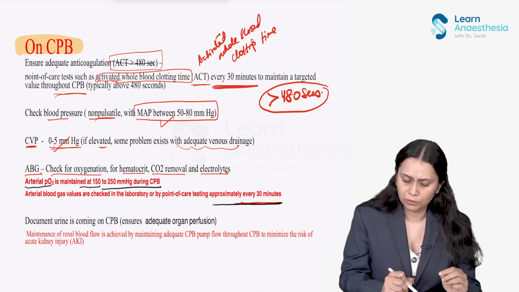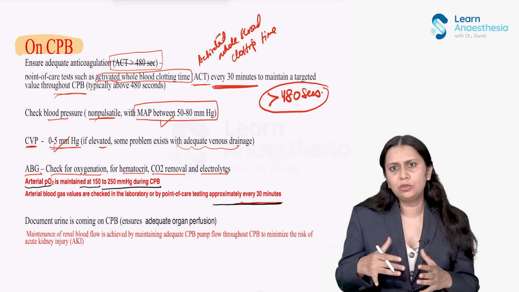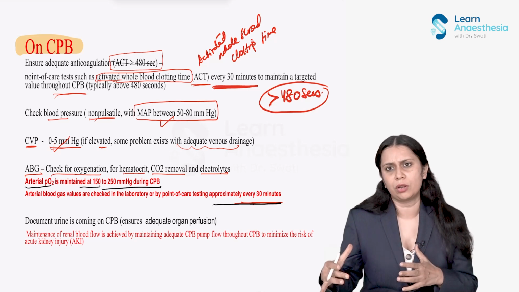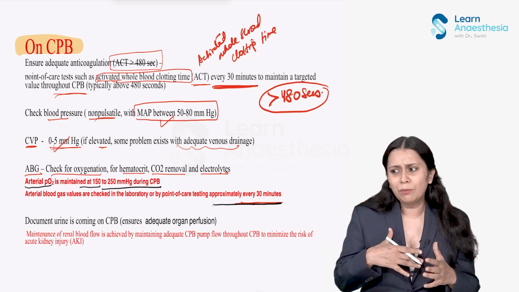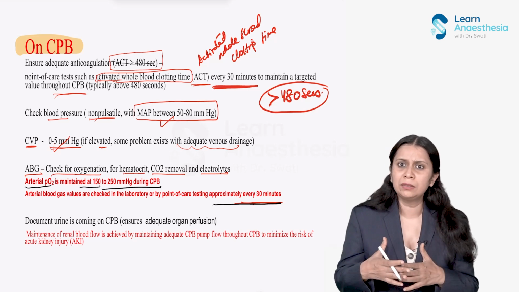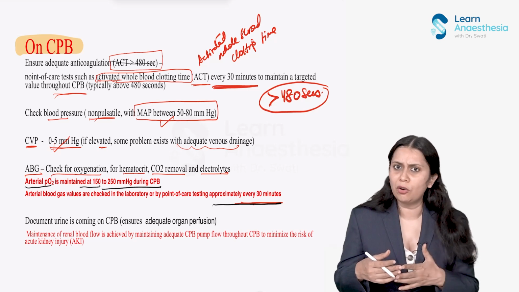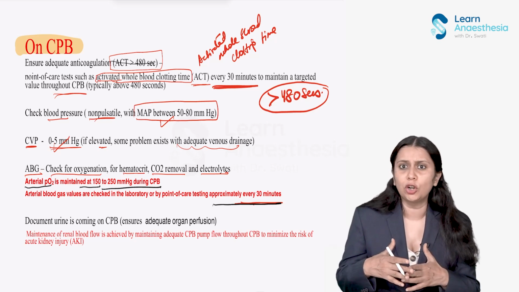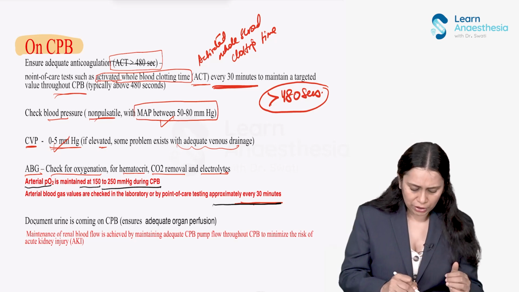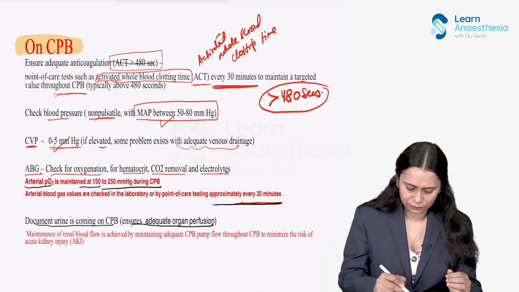during CPB. Now during CPB, we should always watch the urine output of the patient and document whether urine output is there or not. Because one of the most common organs affected post CPB is the kidney, and we have to ensure adequate perfusion of the kidney. Poor urine output also indicates inadequate perfusion. So we need to document the urine coming from CPB to ensure adequate organ perfusion.